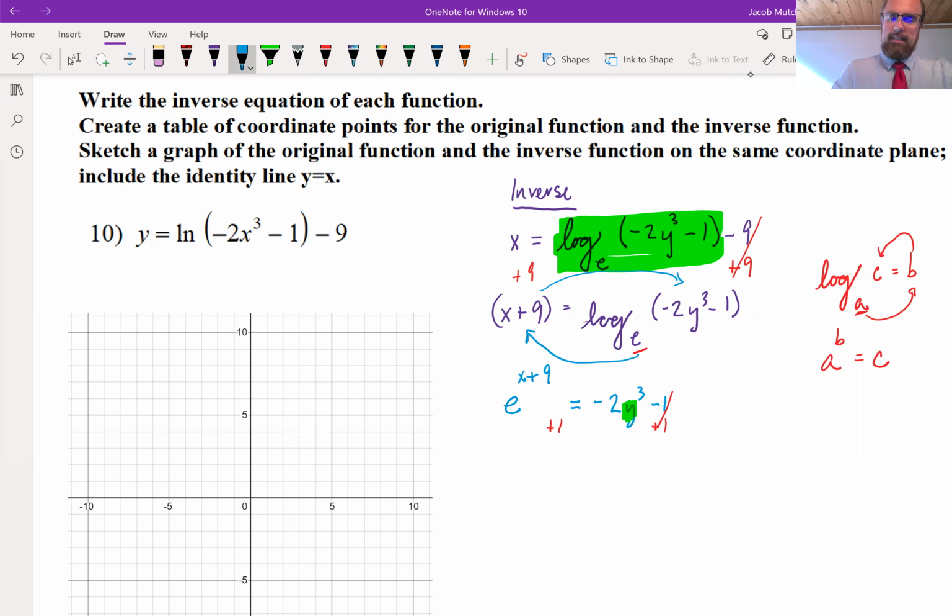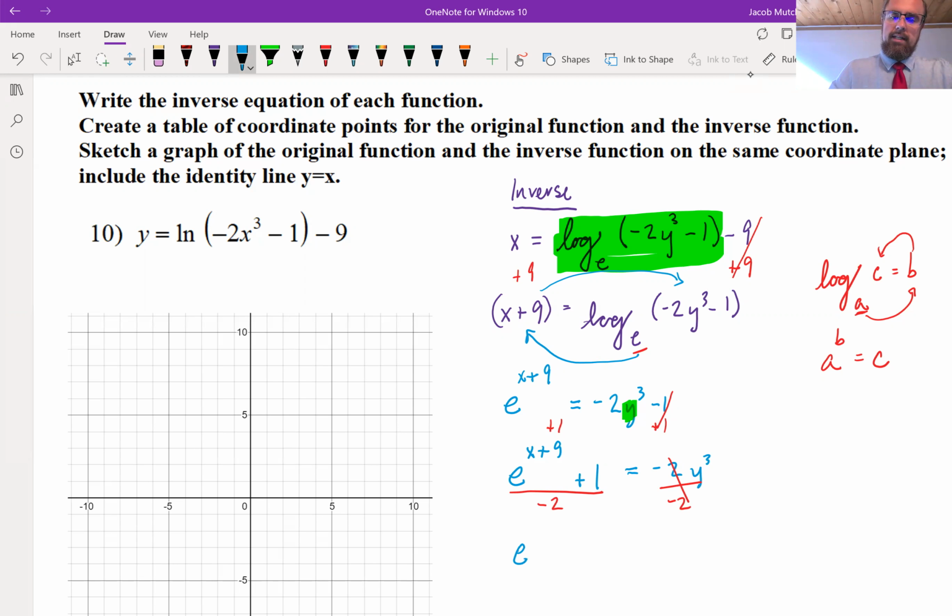And that'll give me e to the power of x plus 9, plus 1, equals negative 2y cubed. So then I want to get rid of this negative 2. I'll divide by negative 2. And I'll divide the whole left side by negative 2 as well.